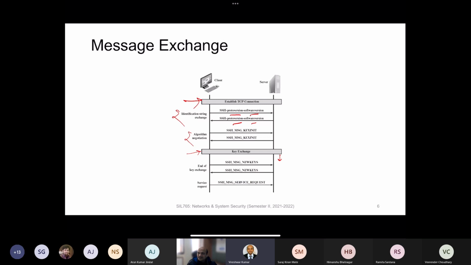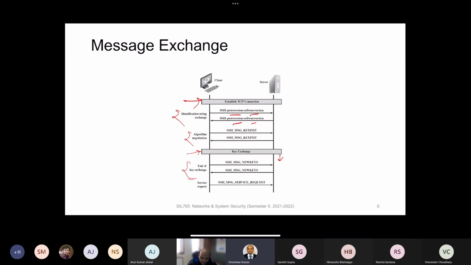Both will have the same secret shared with them, a secret key. Yes, so both will have a secret key that they might have either derived or shared. One of them might have shared it with the other one. So secret key means symmetric key.